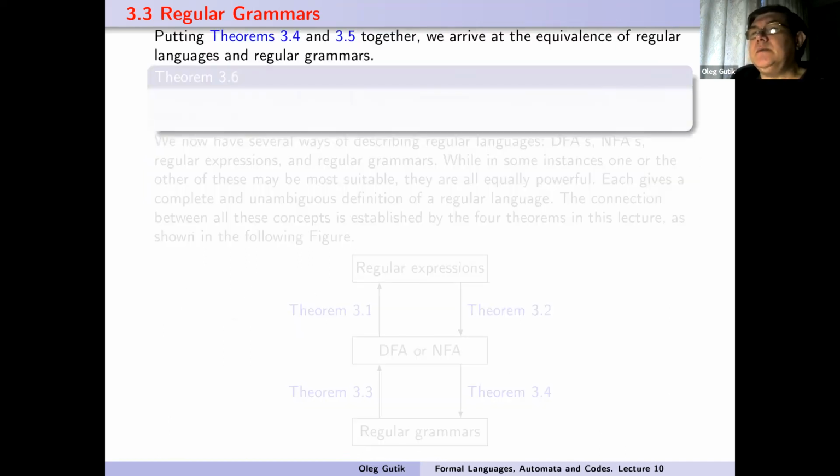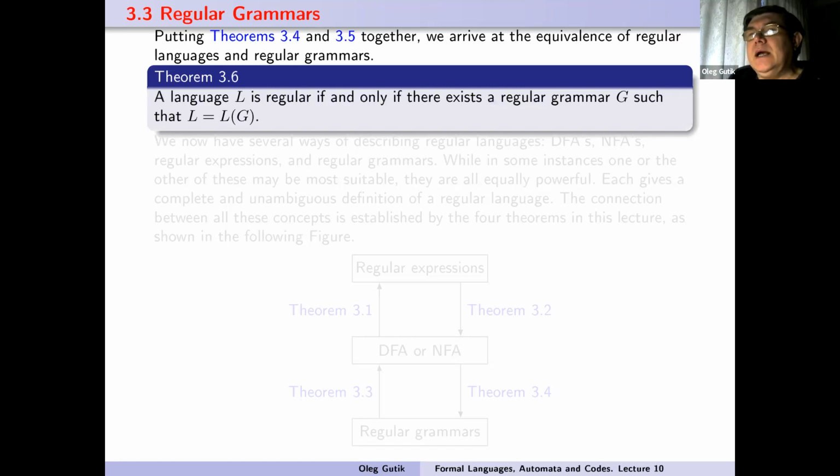Putting Theorems 3.4 and 3.5 together, we arrive at the equivalence of regular languages and regular grammars. Theorem. A language L is regular if and only if there exists a regular grammar G such that L is equal to L of G.